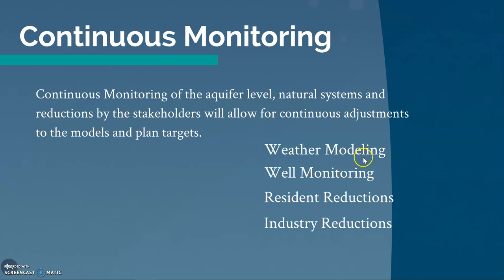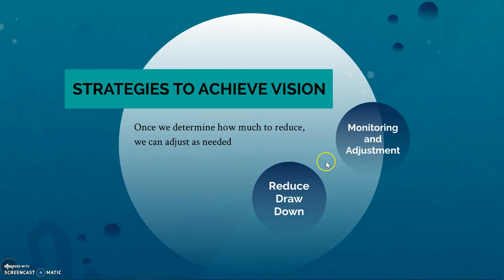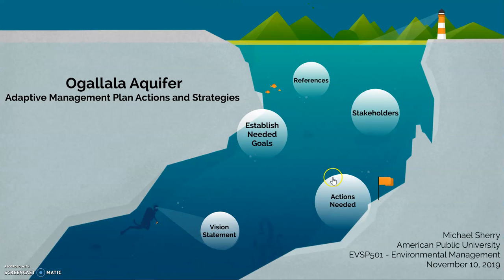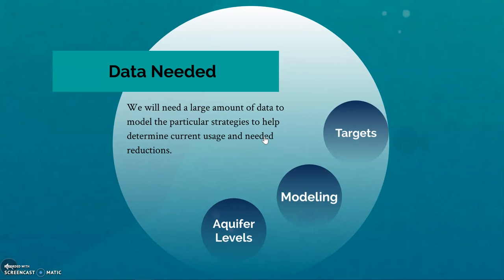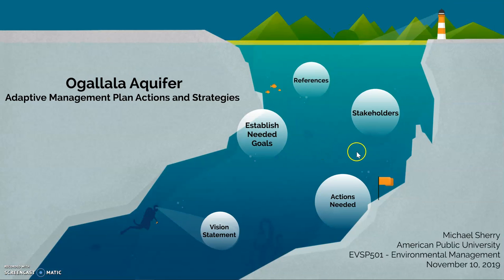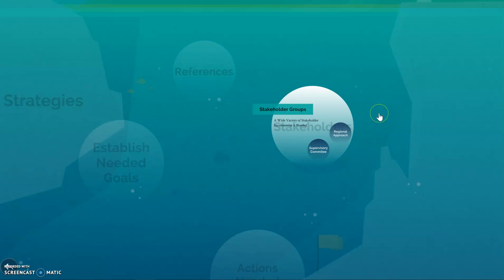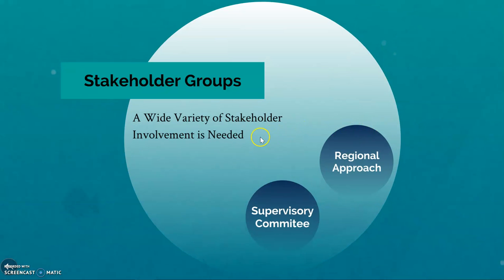Weather modeling would basically be, if we're due to have a wet year, we can adjust the models to say, okay, what does the forecast hold and how can we adjust the systems. Establishing the needed goals. So again, we need the data. We've talked about that. Involvement in order to get all this is going to be the stakeholders. Again, a wide variety of stakeholders is going to be needed.